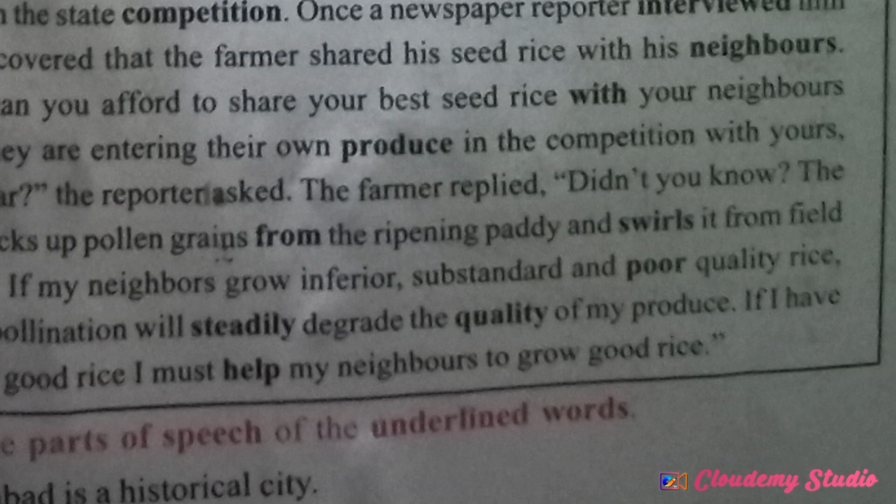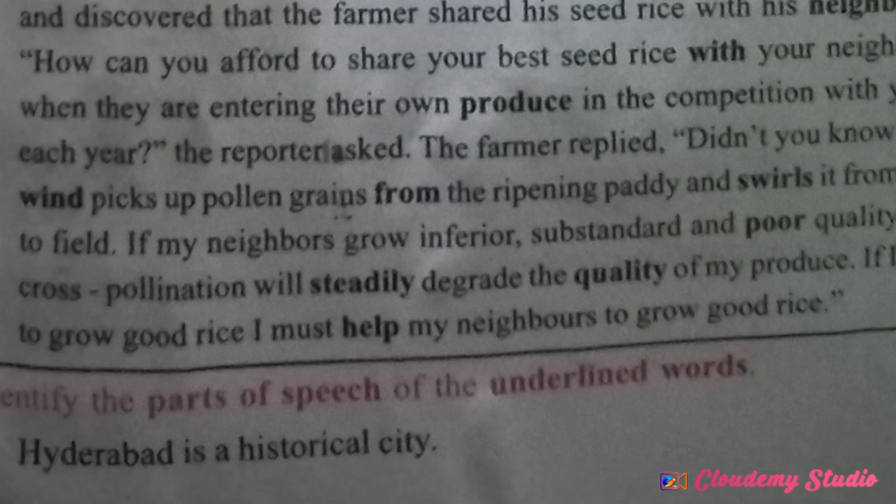Alright, pollination will steadily degrade. So how is it degrading? It is degrading steadily. So it's an adverb. The quality of my produce steadily degrades. The quality again is an adjective. If I have to grow good rice, I must help my neighbors. So helping is a verb. So this is the verb.